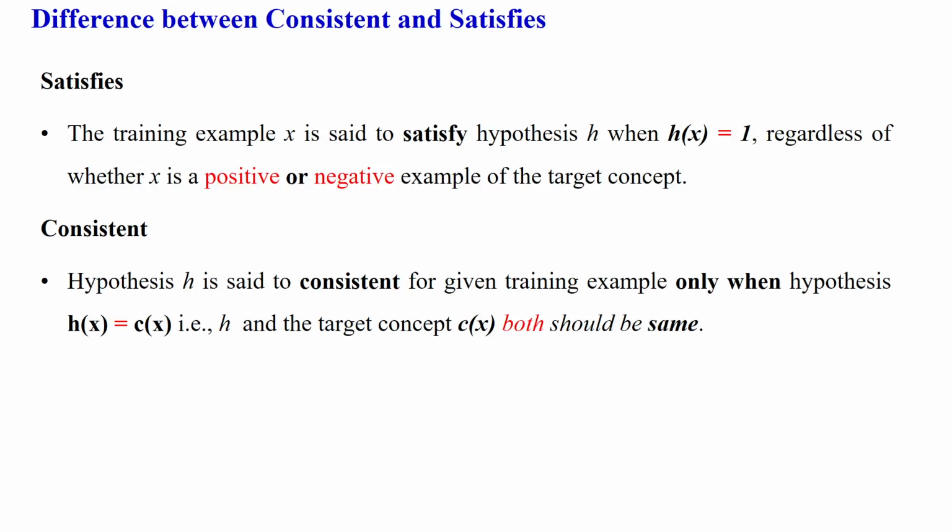Hello everyone. What's the difference between consistency and satisfies in the given hypothesis h of respective sample xi? Satisfies in the sense the training example x is said to satisfy hypothesis h when only h of x equals 1, regardless of whether x is a positive example or negative example of the target concept.